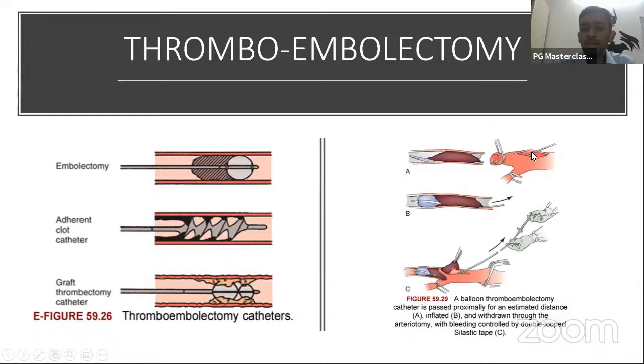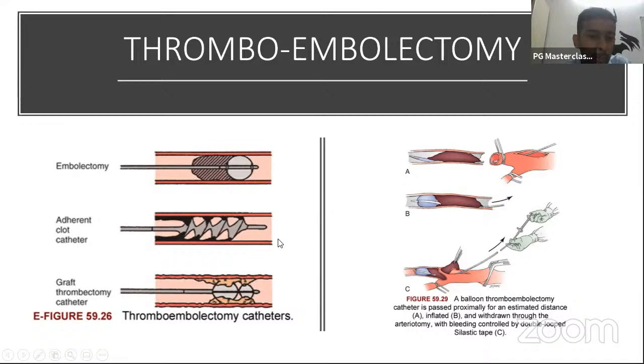So the incision once placed with pott's scissors is widened and the Fogarty is passed. As you can see in figure A here, the Fogarty catheter is passed with the balloon deflated. The balloon is inflated distal to the clot, and with continuous pressure, it is gradually pulled out. The clot is pulled out.